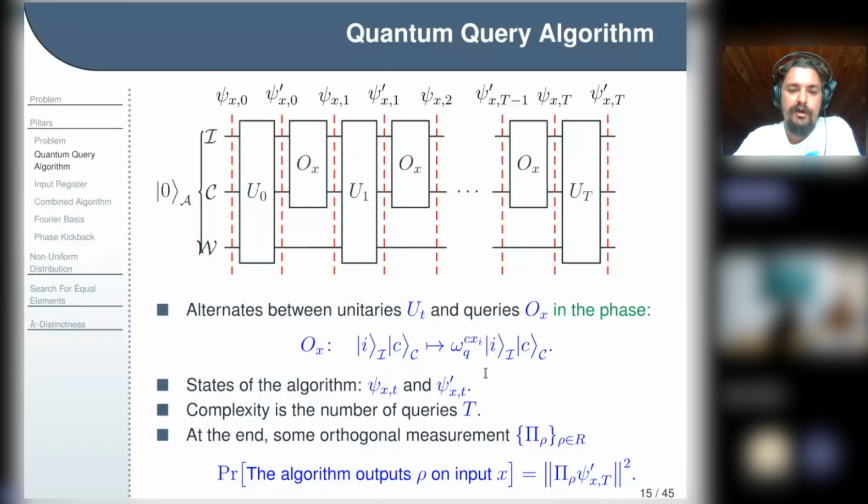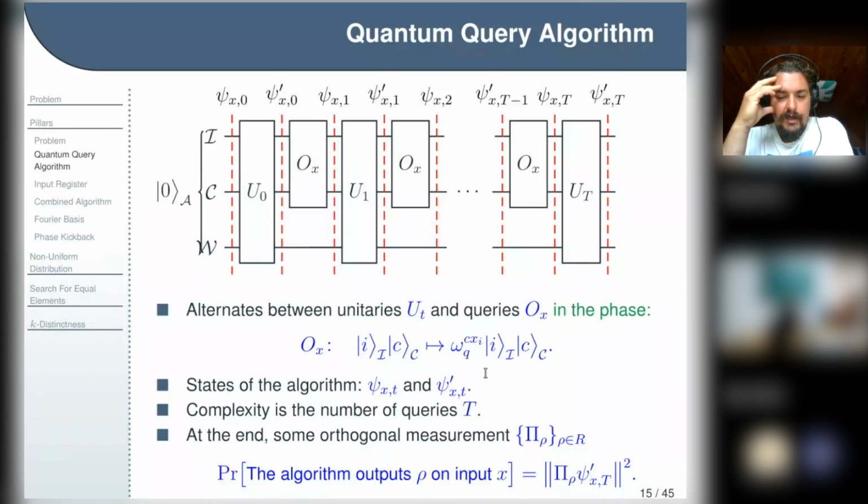So this is an oracle. This is a standard oracle in the phase, and it's equivalent to the oracle in the register. We will see in a moment why we're using the oracle in the phase. And omega_q is the primitive root of unity, if I didn't say it. So it's e to the power of 2 pi i divided by q, so omega_q to the q is 1.